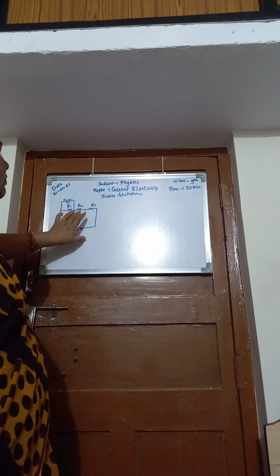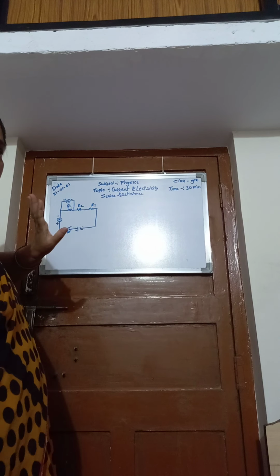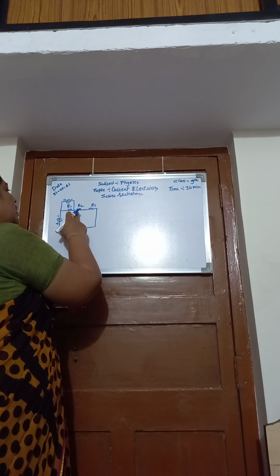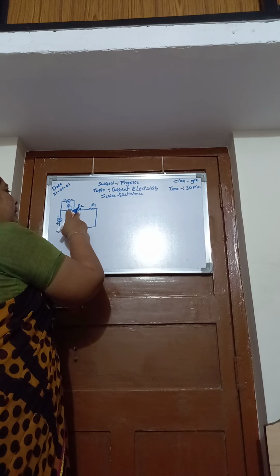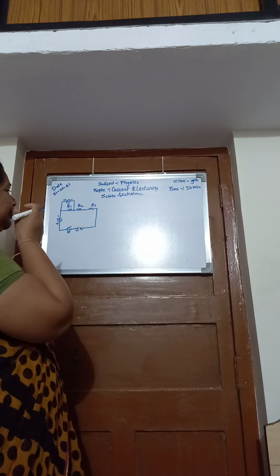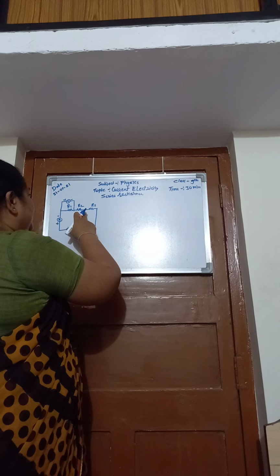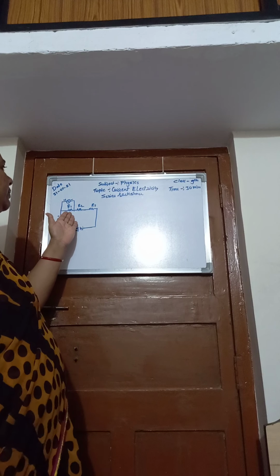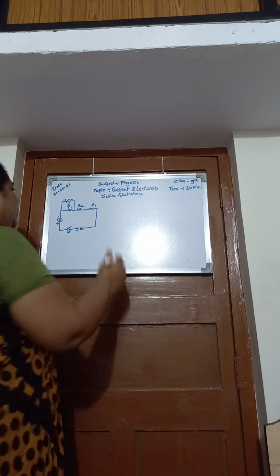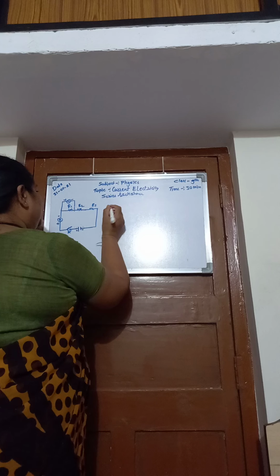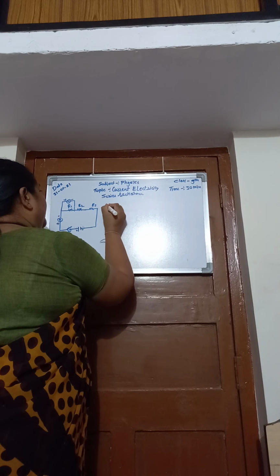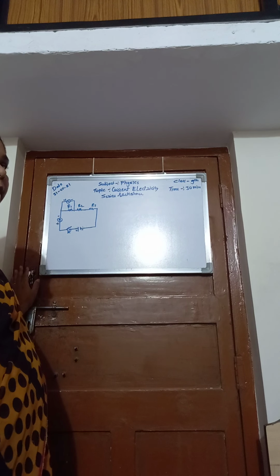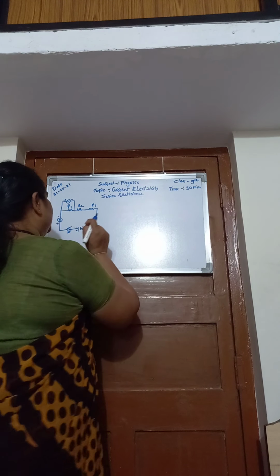Okay, we have to connect R1, R2, R3 in series. That is, the first end of R1 is connected to the second end of R2, and the second end of R2 is connected to the R3 end. In this way we can connect series resistances. Then according to Ohm's law, V equal to I into R, we have to apply this in this circuit.